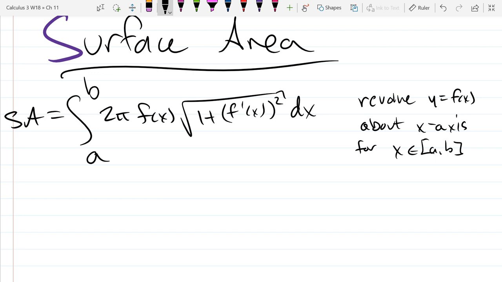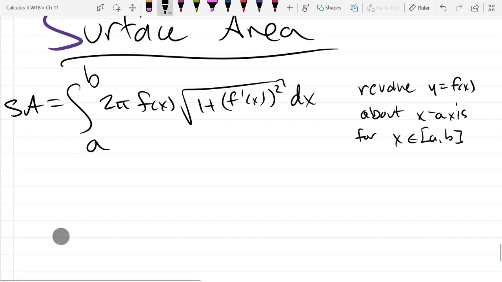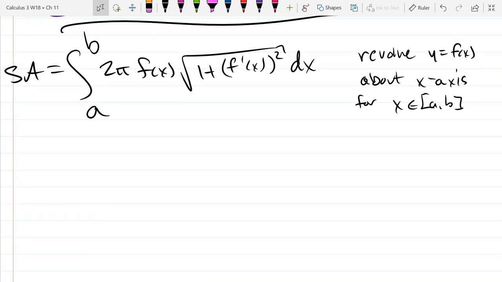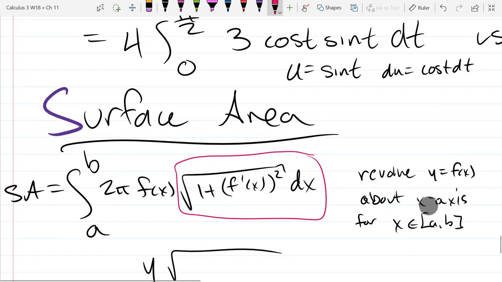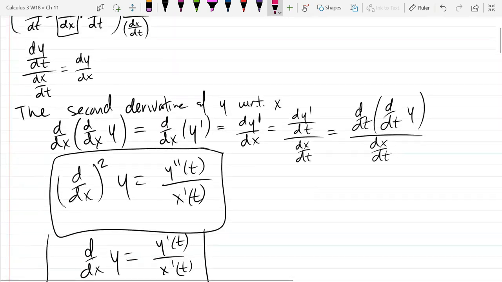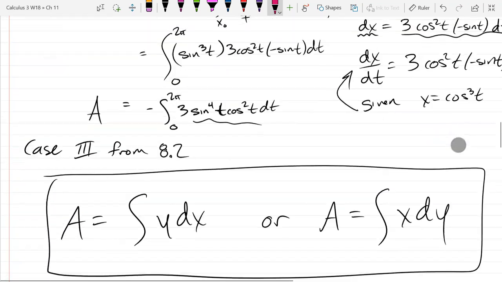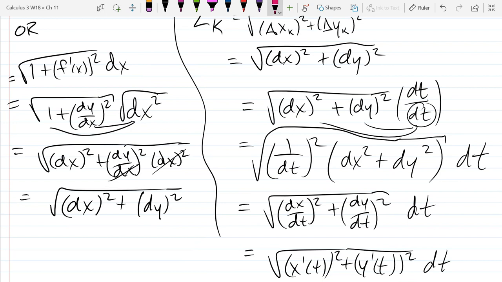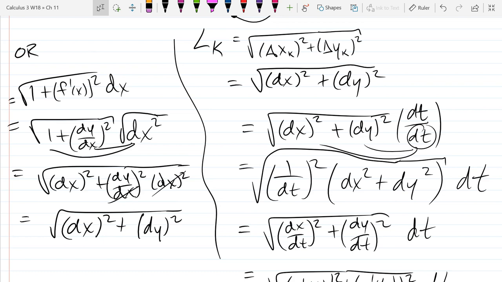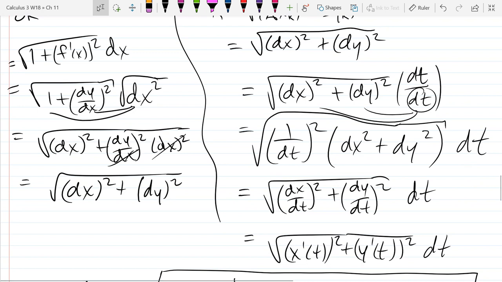Now, it was slightly different if you had a function of y about the y-axis. So we'll just look at the regular one first. So f of x is y, square root 1 plus, we already turned what is inside this box into parametrics. So we did this hard work. I'm not going to redo all that work. So let's just look back up and see where that came from. Arc length. Here we go. So I think everything here is equal, I'm pretty sure. Yeah, everything here is equal.